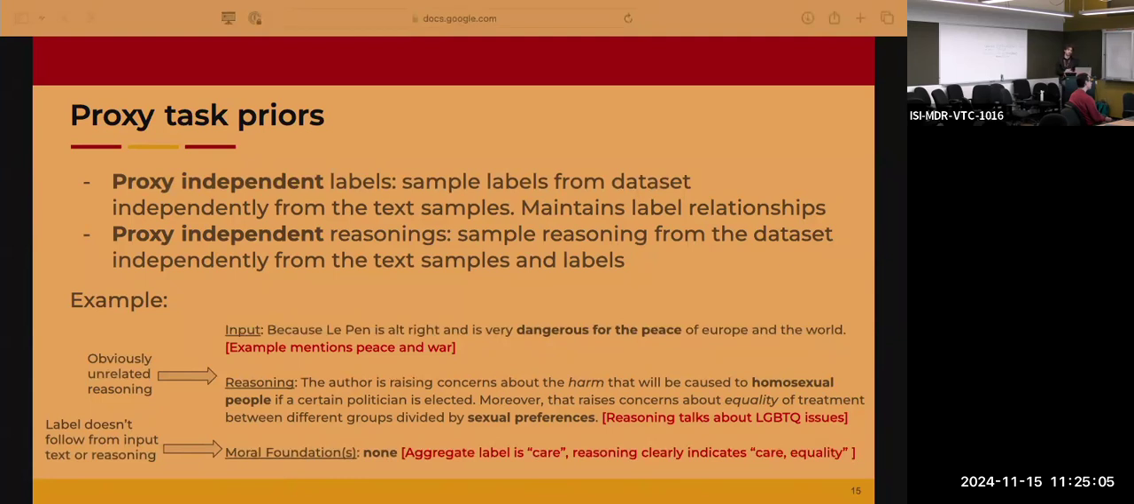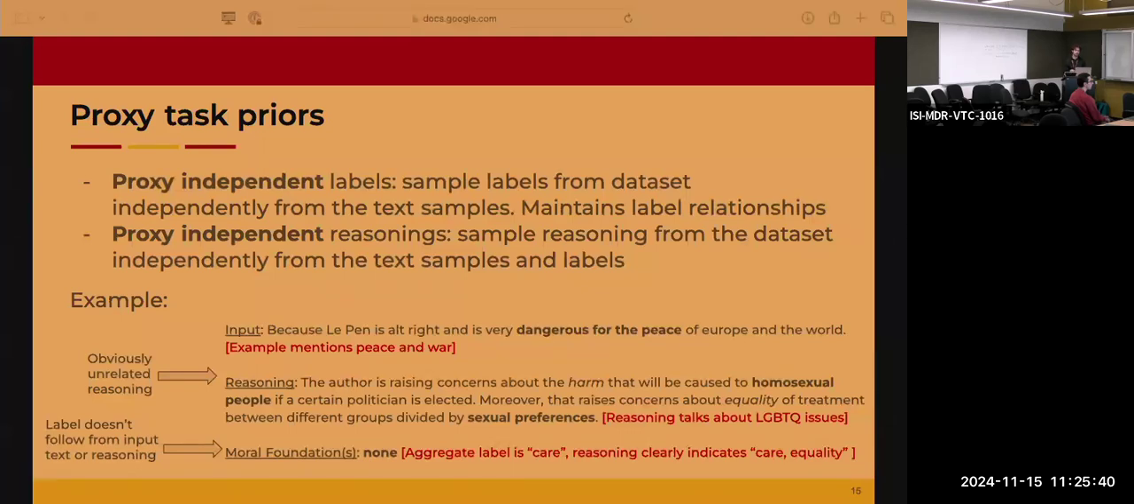And we do the same for the reasoning chains. So we sample reasoning chains from the dataset itself. We have hand-annotated the reasonings for each example and its label, but we sample that independently, both from the text and the labels. So I'm showing an example from an actual prompt that we used, where the input is criticizing Le Pen as being alt-right and very dangerous for peace. So it specifically mentions peace and war. The reasoning that was sampled is talking about LGBT issues, and the final label that is shown to the model is none.